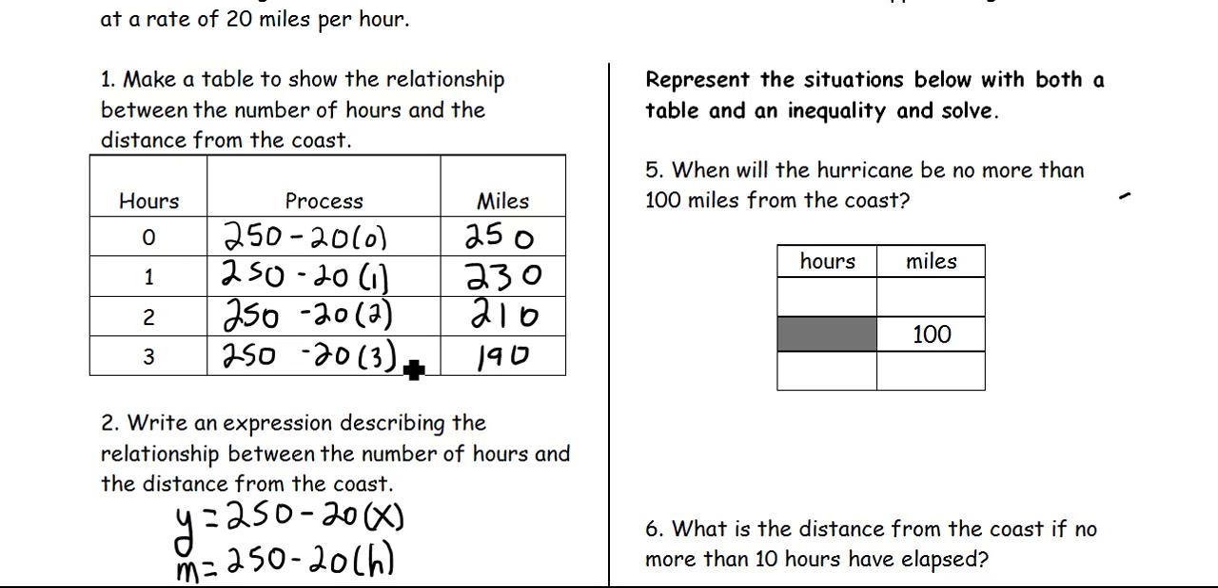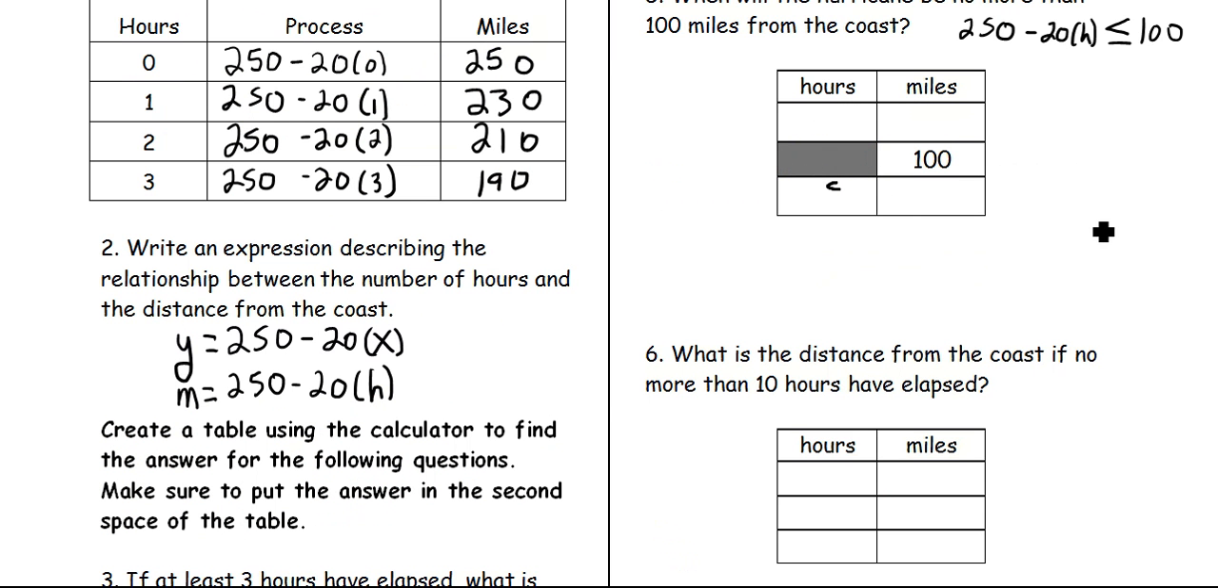No more than means less than or equal to 100. So we can figure this out. 250 minus 20 times h is no more than. So we're going to do the same thing. So here's our inequality. So now we can figure this out.